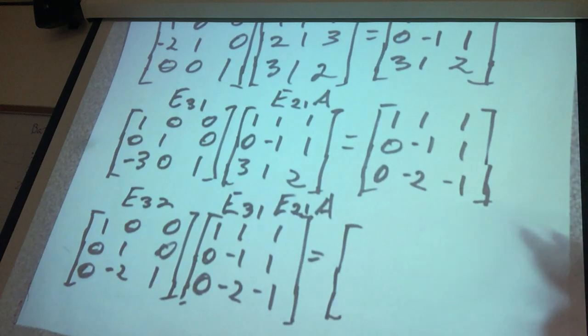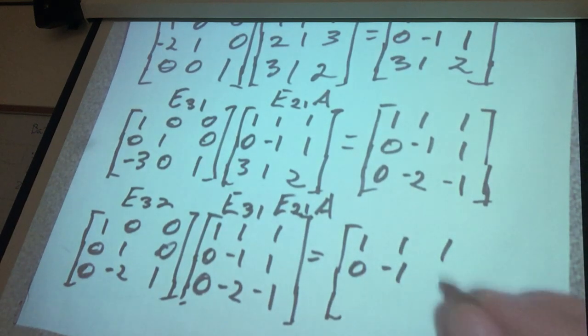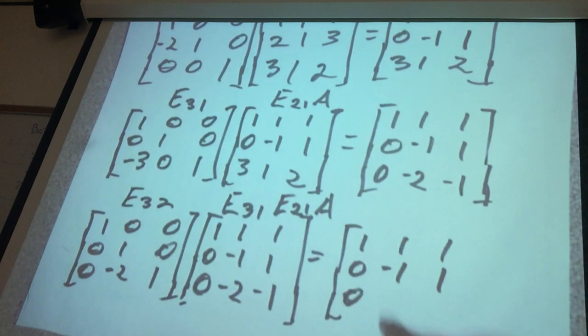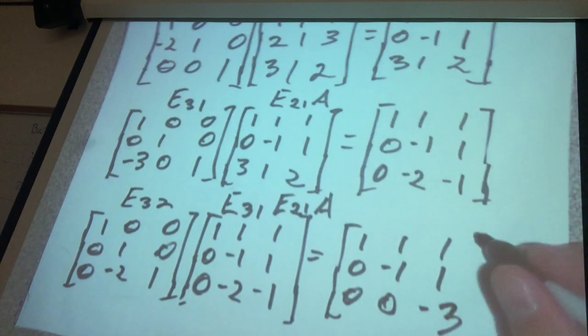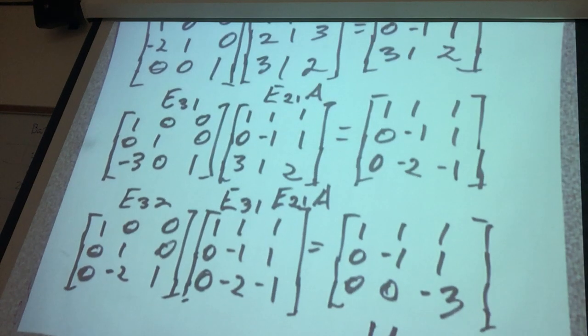And that's going to equal now 1, 1, 1, 0, negative 1, 1, 0, 0. And then negative 2 times 1 is a negative 2, and a negative 2 and a negative 1 is a negative 3. Okay. So we found U. Great, we found U. So what did we get from all of this?